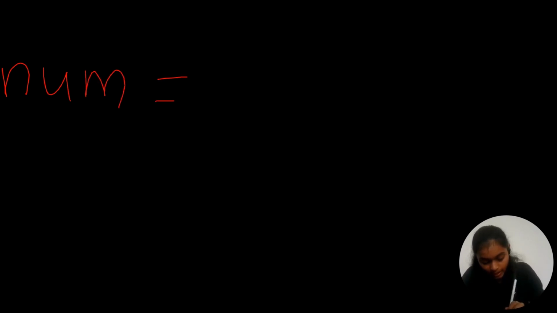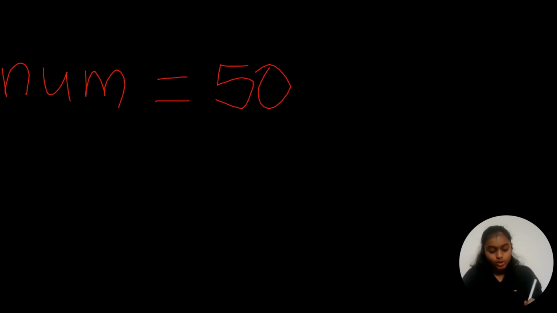Here, variables are used to access the data which we are using. Without variables, we cannot access the data. So let me take an example. I'm taking data as 50, and I'm assigning it to a variable called num. So I'm taking num as my variable. I'm assigning a number 50.